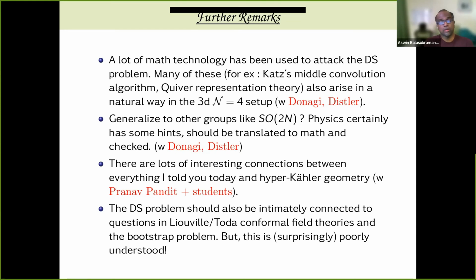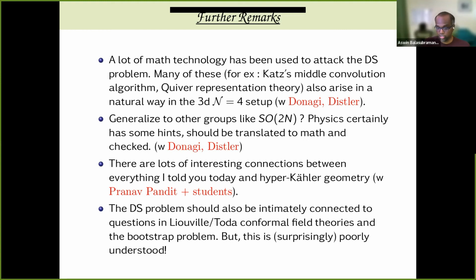So you can perfectly well pose the question for any Lie group, not just GL_N. In particular, you can ask this question for groups like D_n, which is the group SO(2n), because there the connection to physics is a little clearer. So here, a lot of this math technology is actually absent or not completely worked out. But interestingly, physics has some hints to give, but these remain to be translated to math and checked. So this is something that we are currently working on.